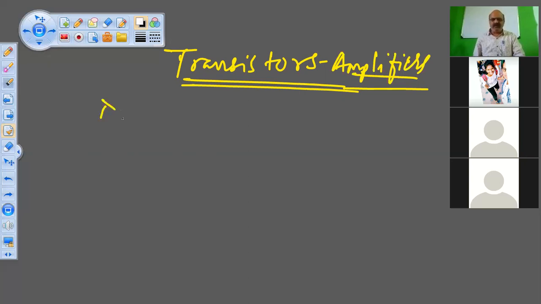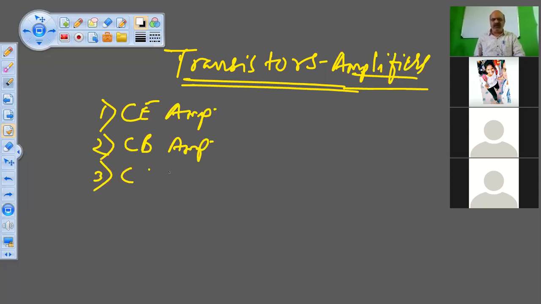One is CE, that is common emitter amplifier. Second is CB configuration, that is common base amplifier. And third is CC configuration, that is common collector amplifier. So in transistor amplifiers we have 3 types particularly. Why it is called a common emitter, common base, I have already told you.